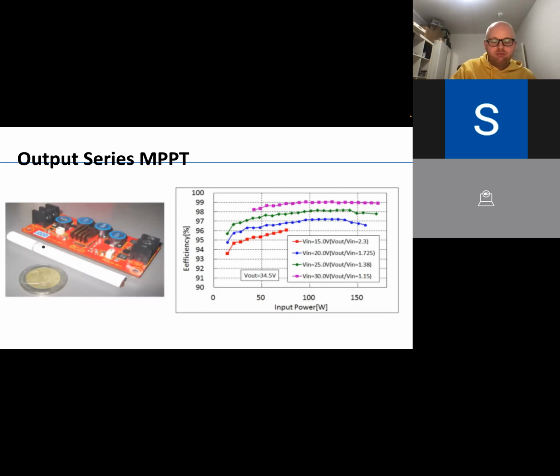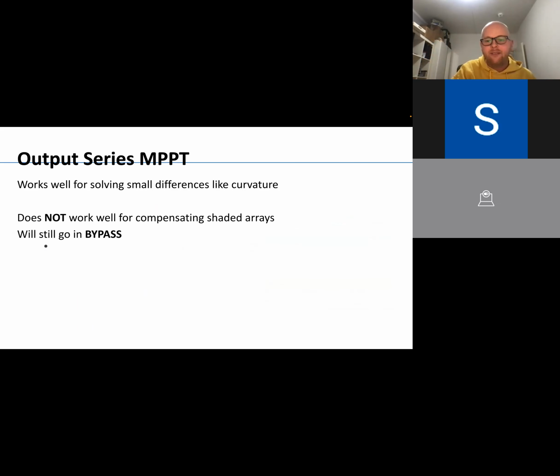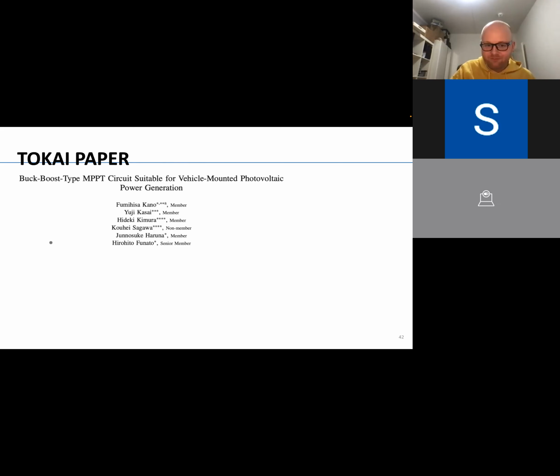What else? Works well for solving small differences, does not work well for compensating shaded arrays. And that's the thing you want to solve, right? Because the shade is what's making things bad. Please read the Tokai paper in more detail.